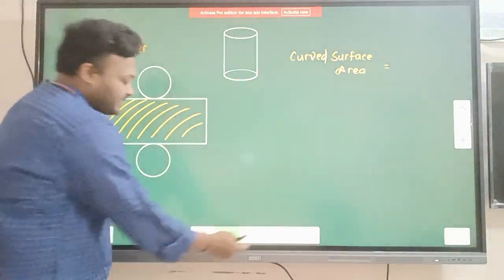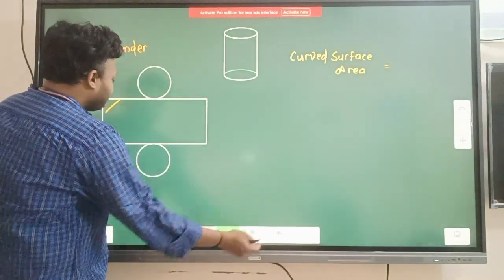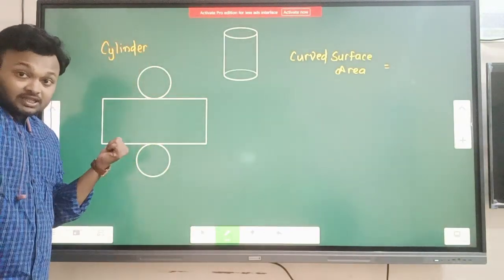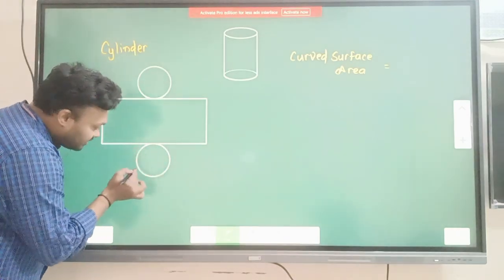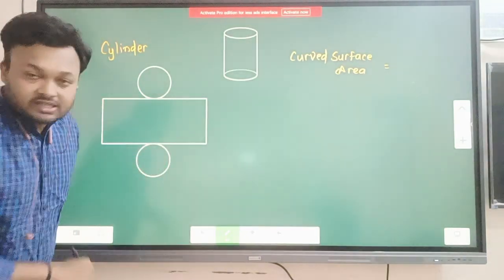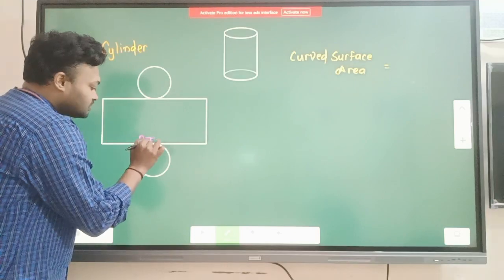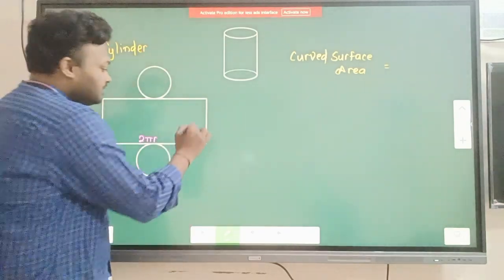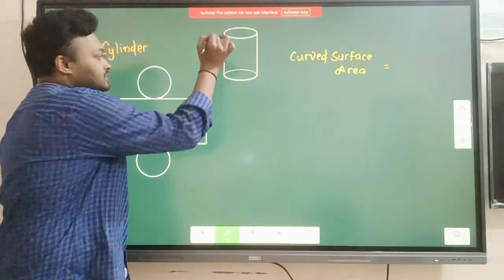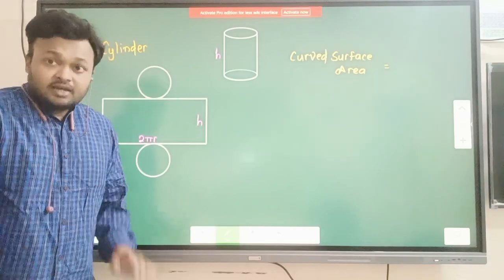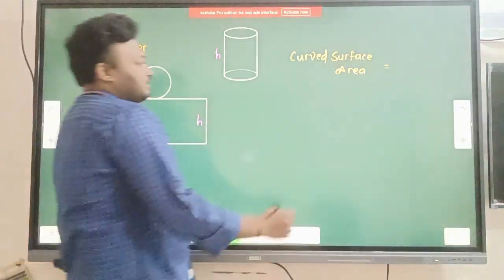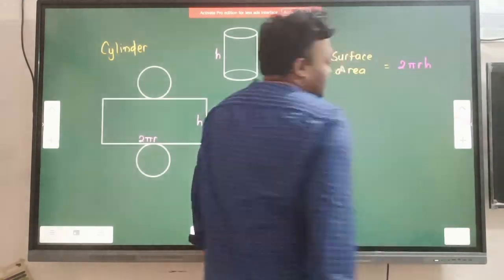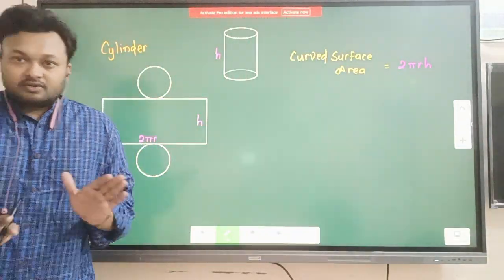Now what is this area actually? If you see, for this rectangle, the length of the rectangle is nothing but the circumference of a circle. We know what the circumference of a circle is: it is 2 pi r. And the breadth of the rectangle will be the height of the cylinder, this height. Understood? Therefore, the lateral surface area will be length into breadth, which is 2 pi r h. There is no need to remember the formula. Okay?